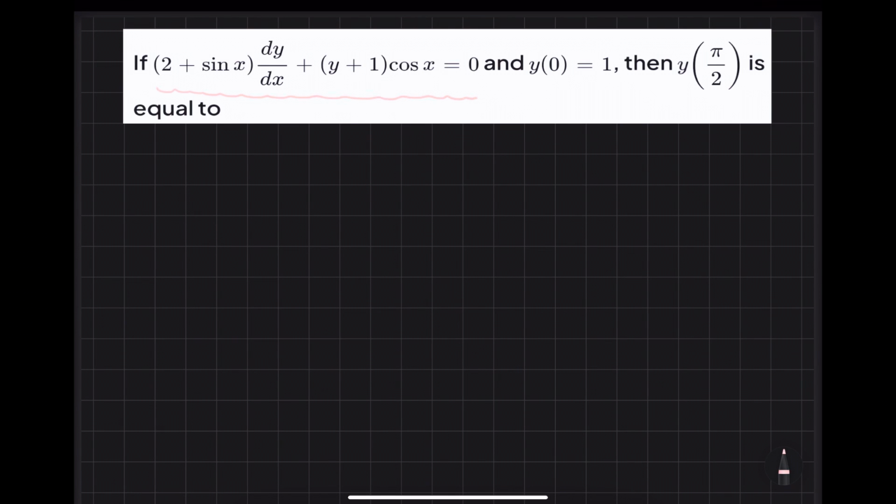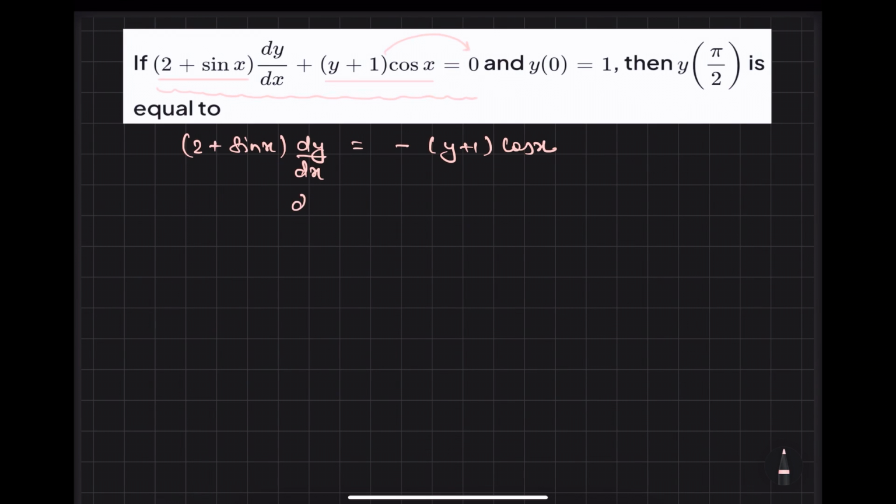So what I will do, I have a problem over here because the x thing and the y thing are together. Here we have only the x thing, so we don't have a problem with this part. So we will send this to the right hand side. So we got (2 + sin x) dy/dx = -(y + 1) cos x. If you observe, I can segregate x and y.